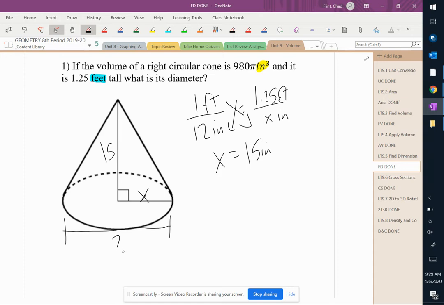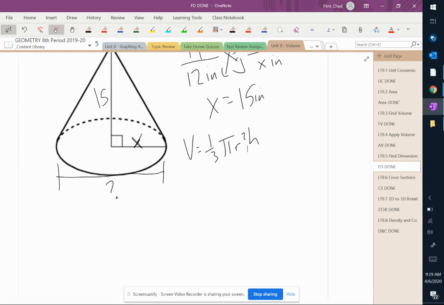But I'm going to find the radius because the volume formula is 1/3 pi r squared h. So now this is where we have to be very methodical with this and do the same thing every time. Plug in what you know. 980 pi, make sure the pi goes in there. 1/3 pi r squared times 15.